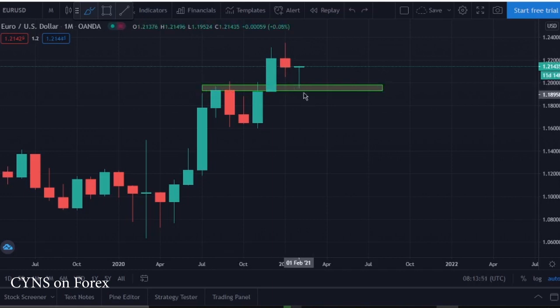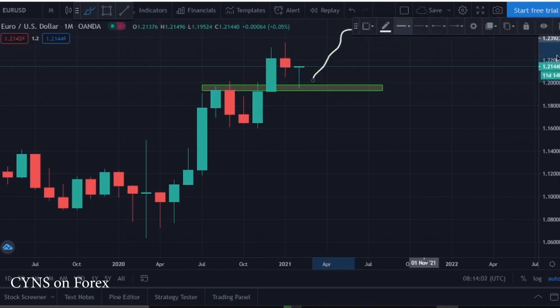So here on the monthly we had a perfect impulse, correction, and retest of the previous resistance, which has now turned into support. At this point we can expect a continuation to the upside for the creation of a higher high and completion of the impulse, correction and impulse pattern to the upside.